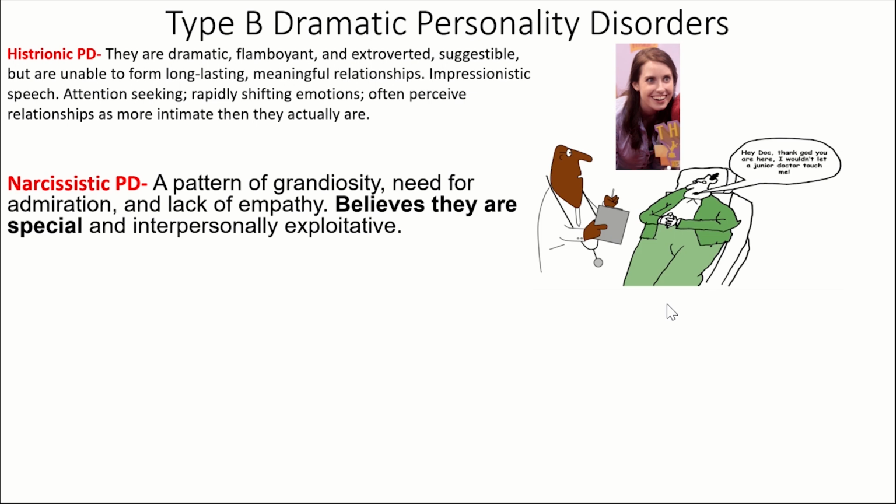The narcissistic personality disorder we'll also describe on another slide, but they have a pattern of grandiosity, a need for admiration, and a lack of empathy. They believe they are special and interpersonally exploitative. Now, what does grandiosity really mean? To be grandiose is to do things in a grand and magnificent way, to order lobster tails like they're shrimps, to wear expensive clothing or knockoff versions of it, to demand first-class seats and to drink only the finest cocktails. It's to do things in a grand and magnificent way.